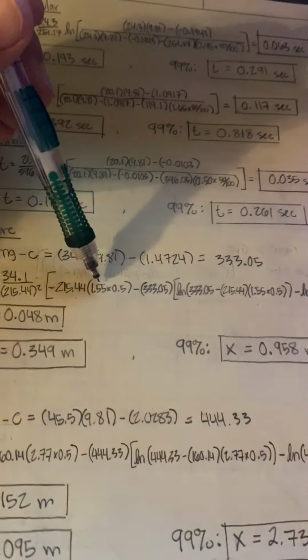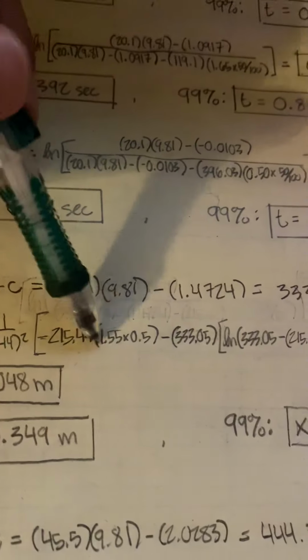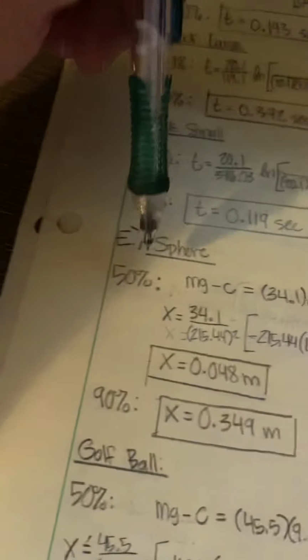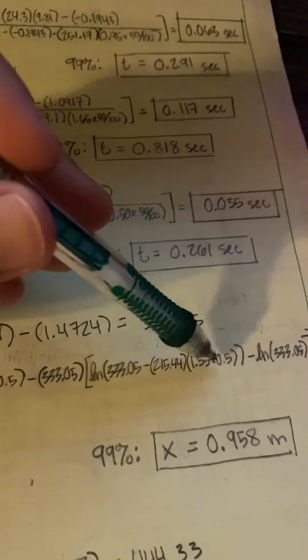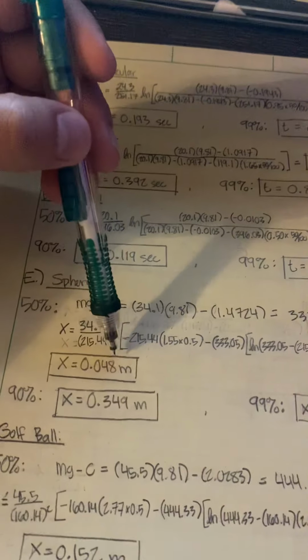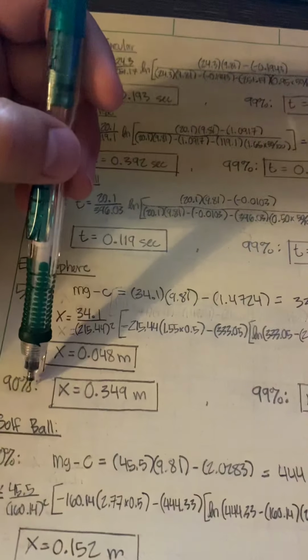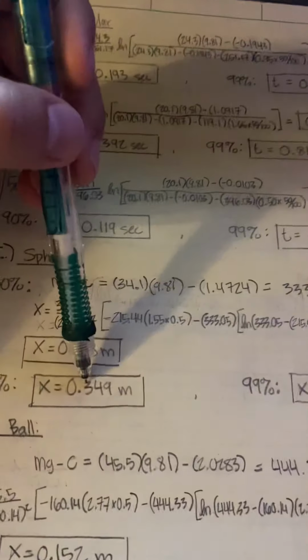We know all the values, and then again, wherever there's the terminal velocity in the equation, we do the terminal velocity times whatever percent we're solving for. This time is 50%, so 0.5. Also right here, and we get our final answer to be 0.048 meters. Then for 90%, just substitute this with 90, 99 substituted by 99, and we get this for a distance. Yeah, and we do the same thing for the golf ball.